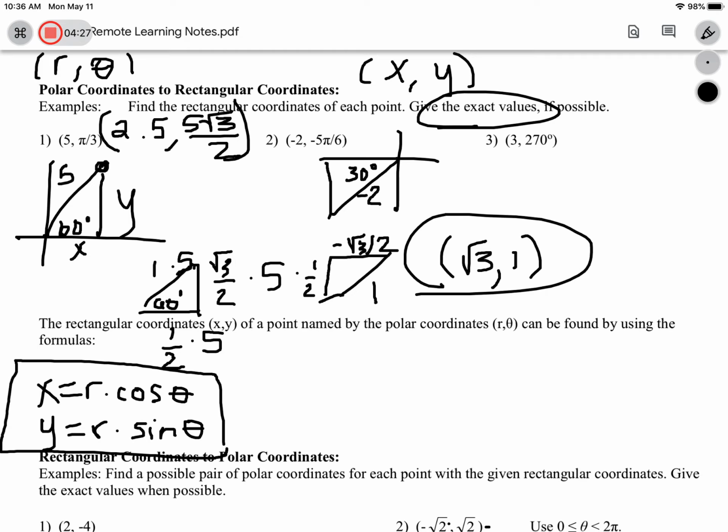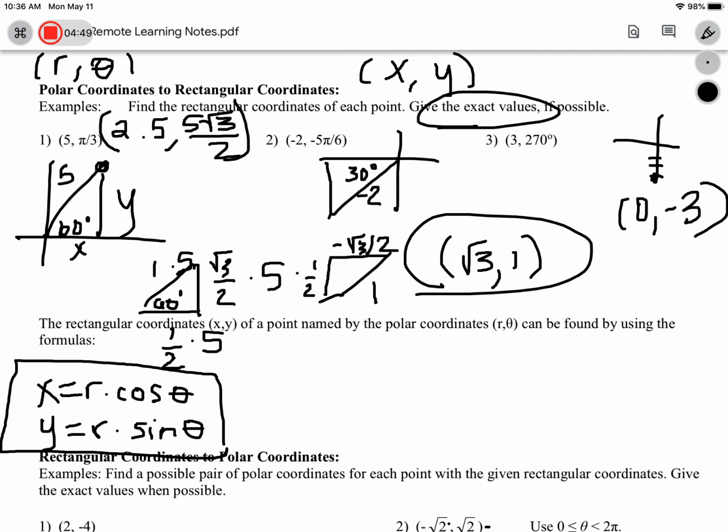Which makes sense. That's a positive x and a positive y, that's first quadrant, and that's what we thought should happen. Okay. All right, last one, 3 is the radius, the angle's 270 degrees, and these are actually the easiest because 270 degrees is on the y-axis, and I need to count 3 down. So the coordinates in rectangular are just 0, negative 3.